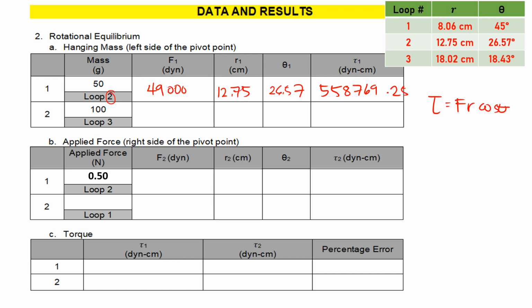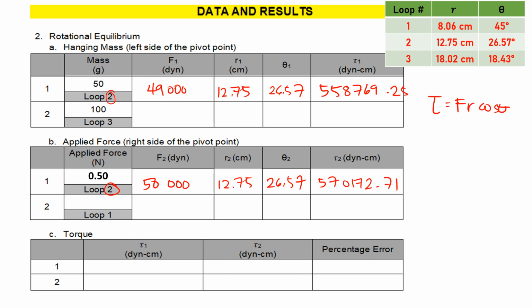On the second table, the applied force is also equal to 0.50. Again, we need to multiply this by 100,000. So the value here is 0.50 multiplied by 100,000. So this is equal to 50,000. And then again, this is at loop number 2. This is also 12.75 and 26.57. So let's compute for the torque. So 50,000 multiplied by 12.75 and then multiplied by cosine 26.57. So the answer here is 570,172.71. So this is the torque on the right side.